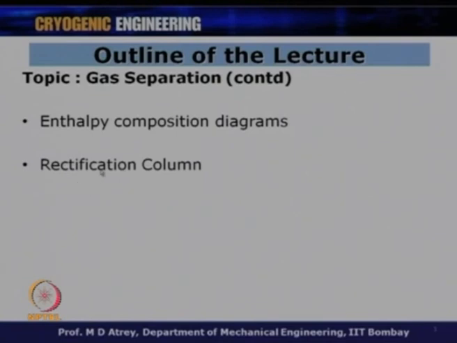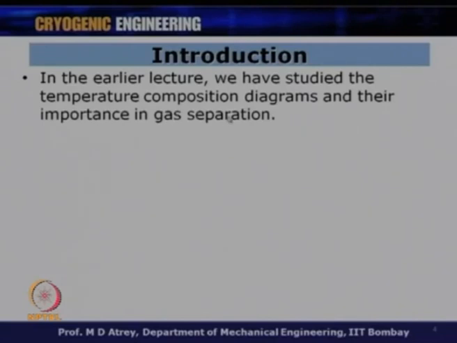Then we will see the real rectification column, where all these gases in a mixture get separated. We will see about its working. Then we will define Murphy efficiency, which is with respect to this rectification column functioning. And finally, I will take a small tutorial on Murphy efficiency, so that the concept gets clear. To introduce the topic, in the earlier lecture, we studied the temperature composition diagrams and their importance in gas separation. This is a very important diagram, and we have dealt with it enough in the earlier lecture. How does it look for two different gases and things like that.